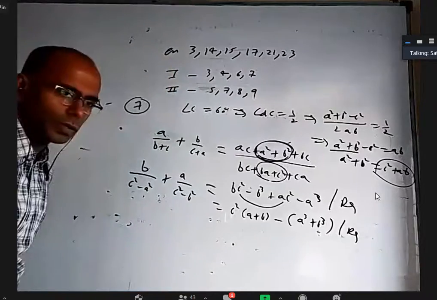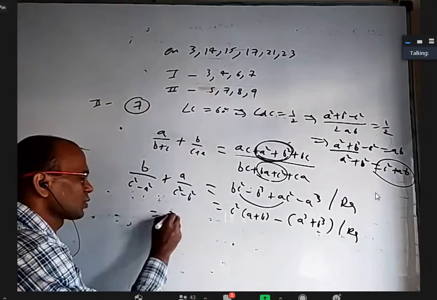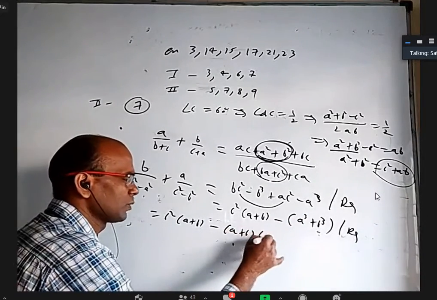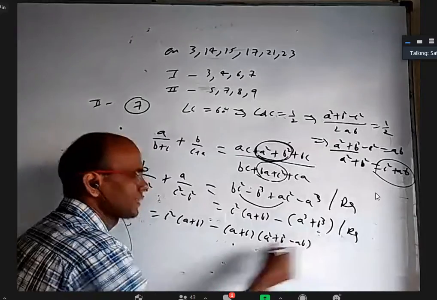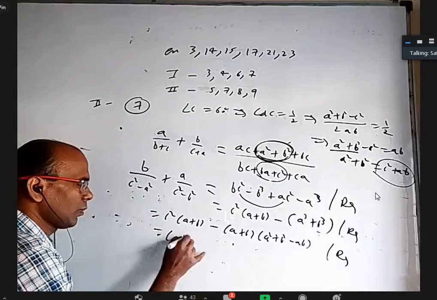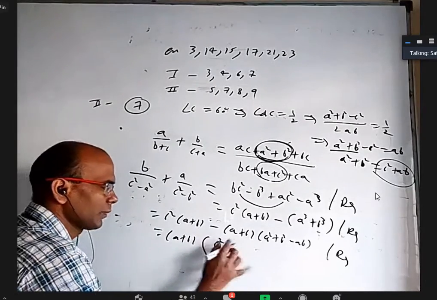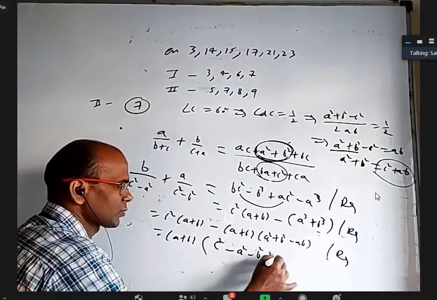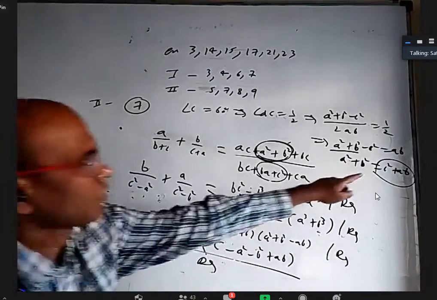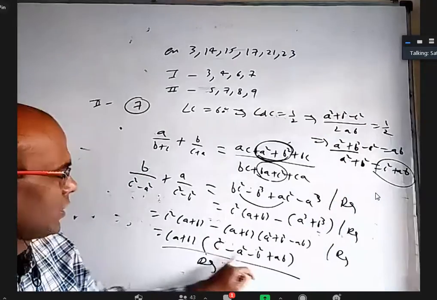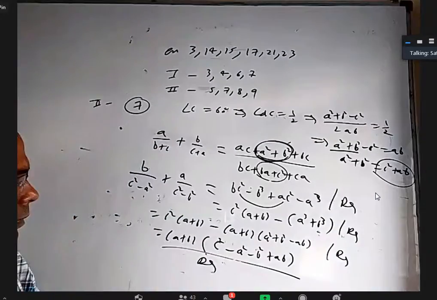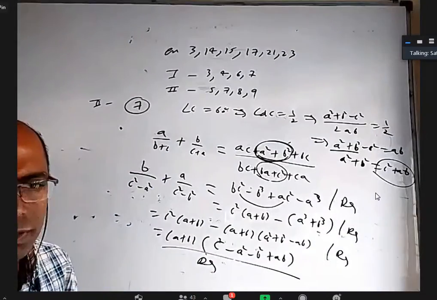Okay. Now, c square into (a plus b), minus (a cube plus b cube), what is the formula? (a plus b) into (a square plus b square minus ab), by denominator. If I take a plus b common, what I am left with is c square minus a square minus b square plus ab, whole by some denominator. But this is 0 based on what we already have. What is that? c square is actually a square plus b square minus ab. So this whole thing is 0. Because this is 0, the whole thing is 0.